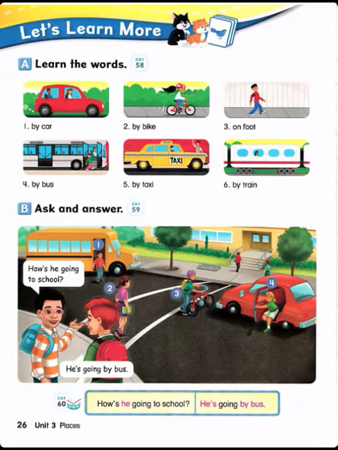Page 26. Let's learn more. A. Learn the words. Number 1. By car. Number 2. By bike. Number 3. On foot. Number 4. By bus. Number 5. By taxi. Number 6. By train.